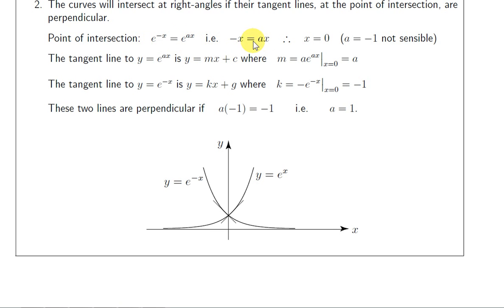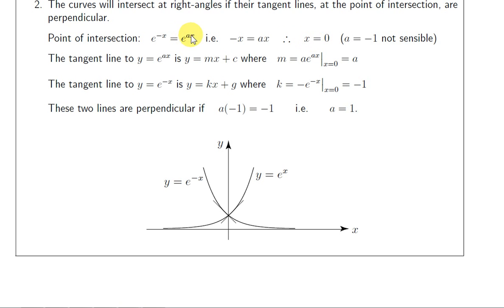Well, if a equals minus 1, these two curves will obviously have a point of intersection, but then they're the same curve, so we don't want that. We just get e to the minus x equals e to the minus x, and that's true for all values of x. So we have to consider the situation where a is not minus 1. Well, if a is not minus 1, the only way that this identity can be true is if x is equal to 0. Then it doesn't matter what a is, this identity will be true. So remember now that x equals 0 is the point of intersection of e to the minus x and e to the power of ax, no matter what a is.